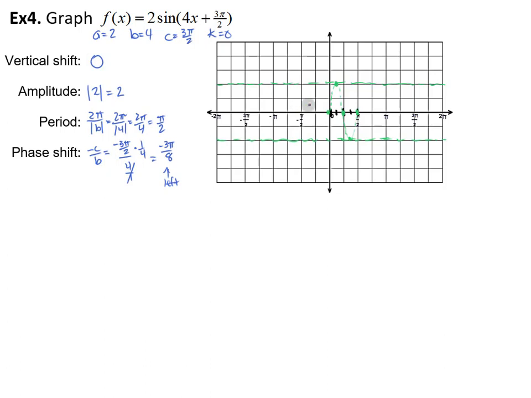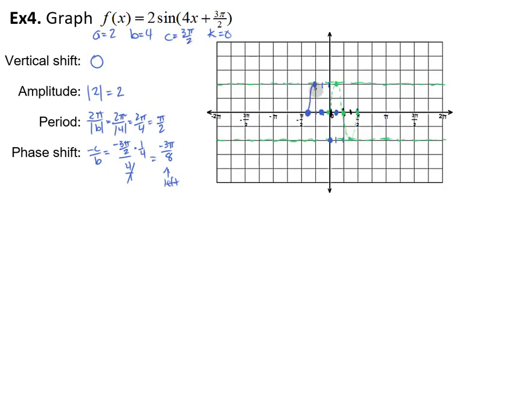And we need to move everything left 3 pi/8. So this is 1 pi/8, 2 pi/8, 3 pi/8. So 3 half boxes, 1, 2, 3. That's where that point would go. This goes left 1, 2, 3 half boxes. This guy goes left 1, 2, 3 half boxes. And this goes left 1, 2, 3 half boxes. And I almost forgot about this guy. Goes left 1, 2, 3 half boxes.